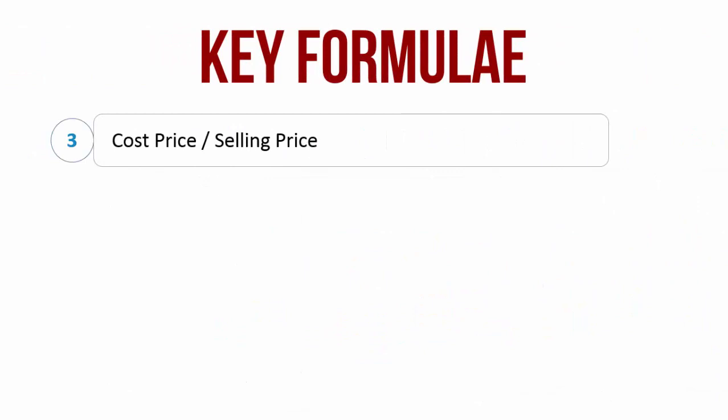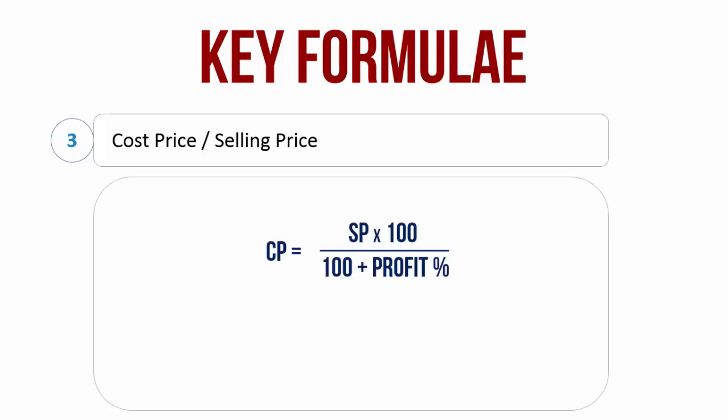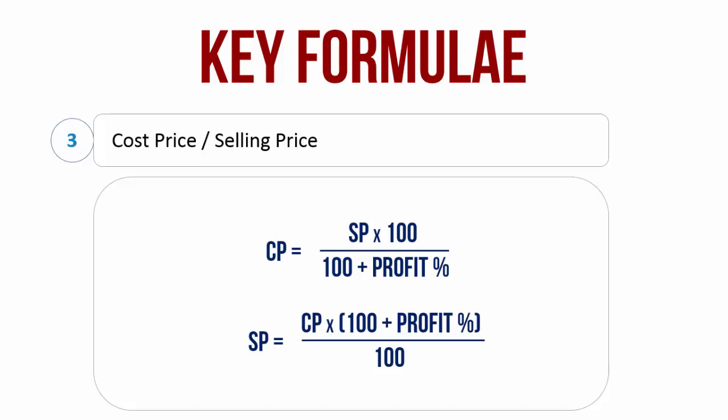The third formula is for cost price or selling price. In the previous two formulae, we had the cost price known and the selling price known and we calculated profit. Now we shall aim to back calculate. If you know the profit and the cost price, how to find the selling price? And if you know the profit or loss and the selling price, how to find the cost price? The cost price is equal to the selling price into 100 divided by 100 plus profit percent. And selling price is equal to cost price into 100 plus profit percent divided by 100.